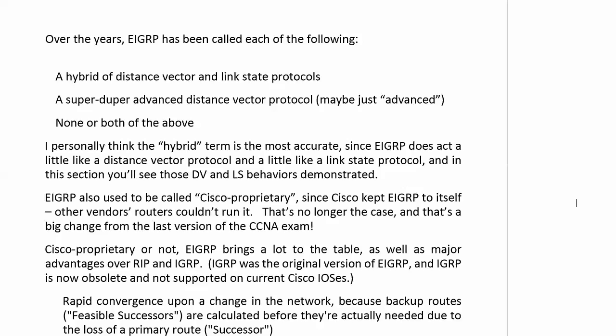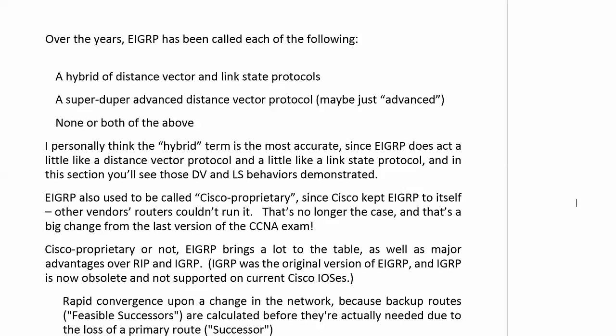Now, one big change for us, EIGRP used to be called Cisco proprietary because it was. Cisco kept EIGRP to itself. You couldn't run it on other vendor routers. And that was one differentiating point between OSPF and EIGRP. OSPF you can run on anybody's routers, but you can't run EIGRP on it. Well, that is no longer the case. That's the official word, and that is a big change from the last version of the CCNA exam.